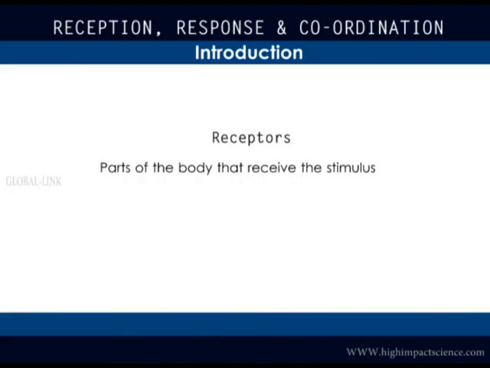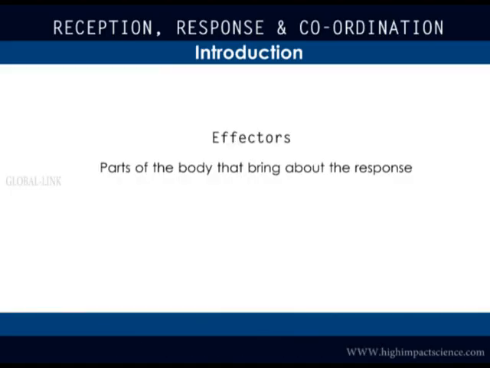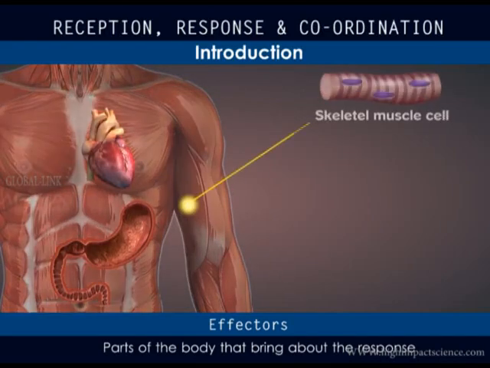The parts of the body that receive the stimulus are called receptors. In our case, pain receptors on the skin are the receptors. The parts of the body that bring about the response are called effectors. In this case, the skeletal muscles of the arm are the effectors.